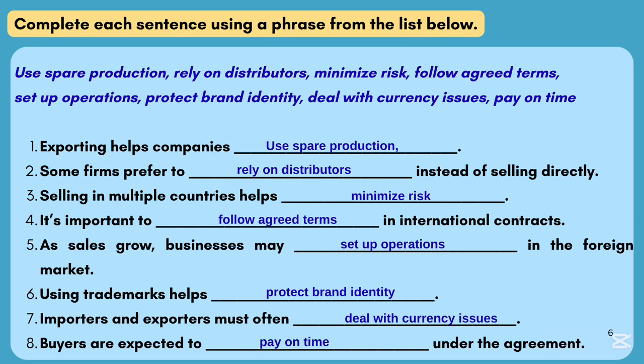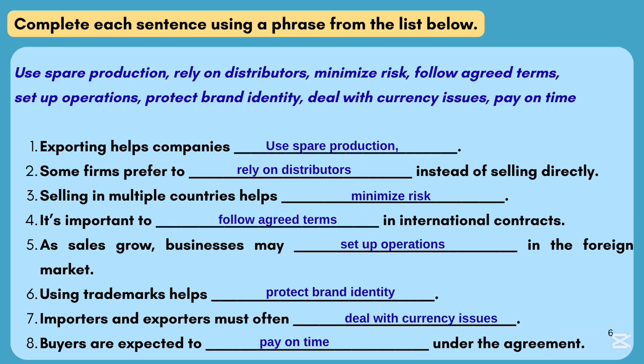Now, we'll complete the sentences using phrases from the list. I'll read each sentence and explain the best fit so you can understand how it works in context. Question 1. Exporting helps companies use spare production. This means they can make use of unused factory capacity. For example, a shoe factory with extra space can produce for overseas buyers.